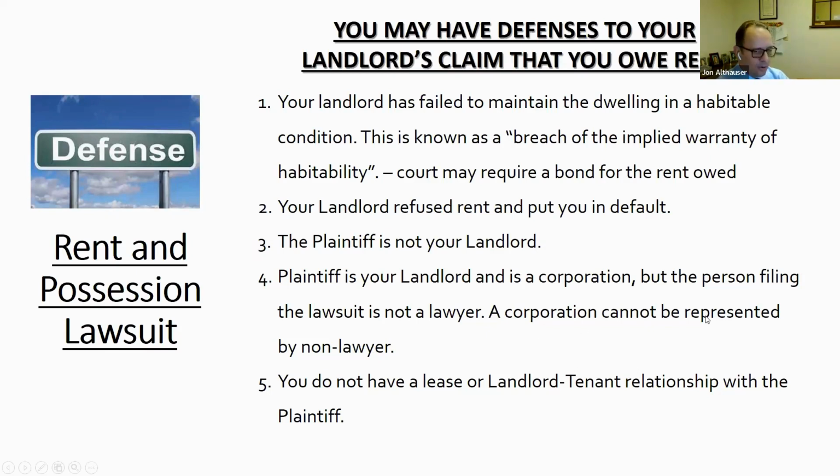Also, if the landlord is a corporation, they have to be represented by an attorney in court. The owner of the corporation, or a director or officer of the corporation, cannot represent the corporation in court. They have to have a lawyer.